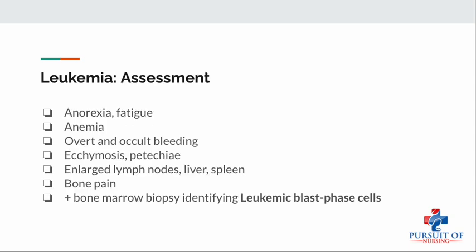So patients with leukemia may have a loss of appetite, anemia. They may have overt or occult bleeding, such as nose bleeding, gum bleeding, and hematuria. They may have a lot of ecchymosis or petechiae, enlarged lymph nodes, bone pain, and then they will have a positive bone marrow biopsy that identifies leukemic blast phase cells.